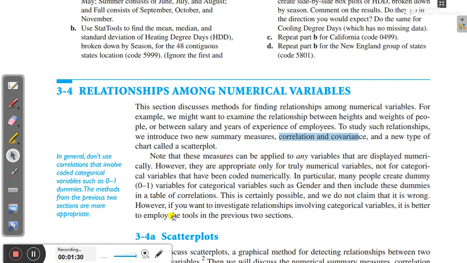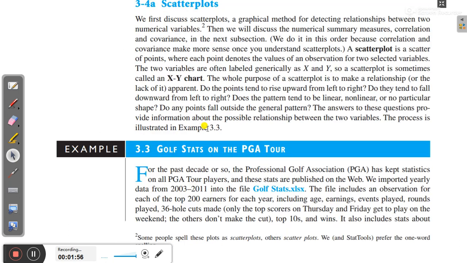Try to go through the previous sections and the tools used to find those relationships. But it is very useful to think about correlation and covariance to find relationships among numerical variables. So first we'll go through scatter plots. A scatter plot basically plots points in a Cartesian geometry in the x and y directions, having the variables x and y.